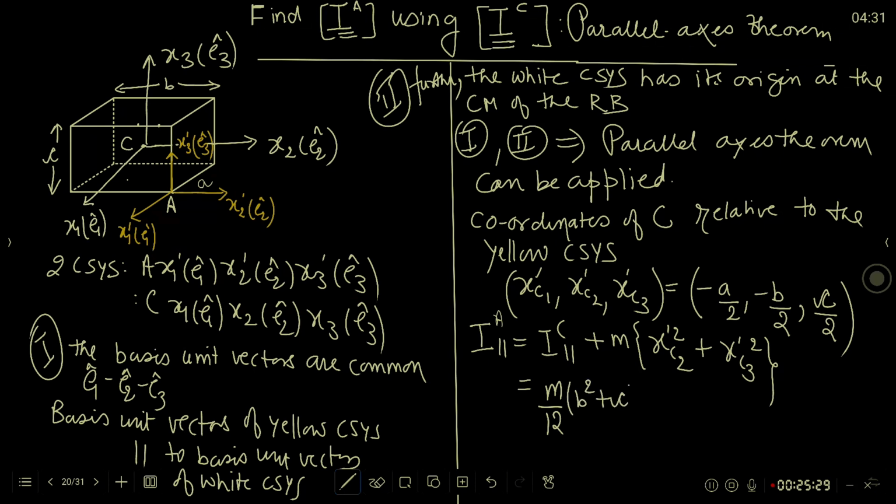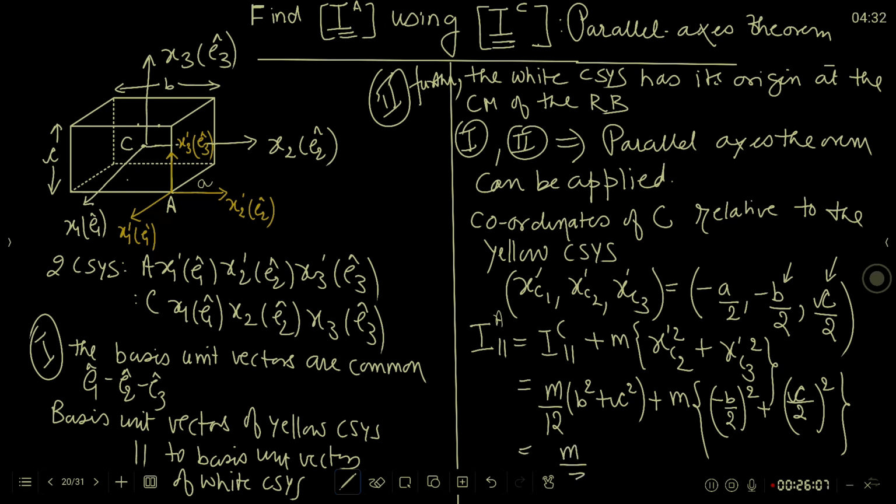Total mass times XC2 square is here, and X prime C3 is here. What do we get? This will become B square by 4, which will be added to this, 3 plus 4. It will become M by 3 times B square plus C square. That is IA11.